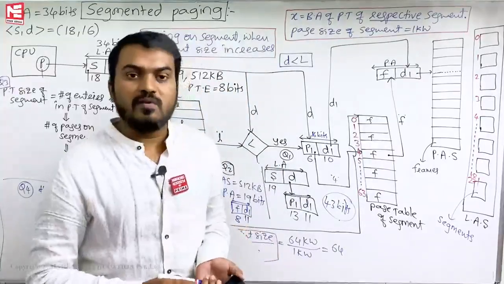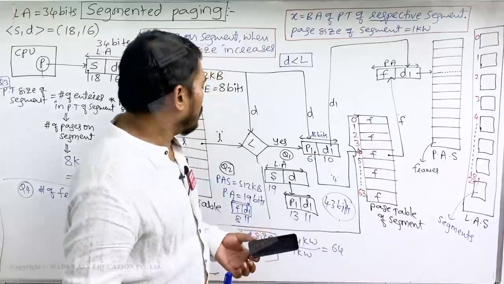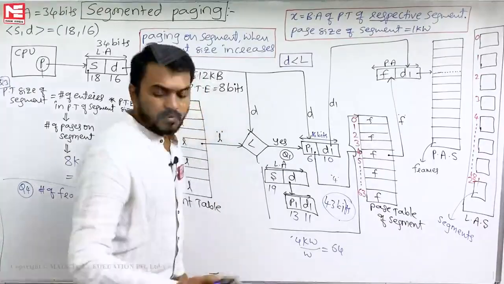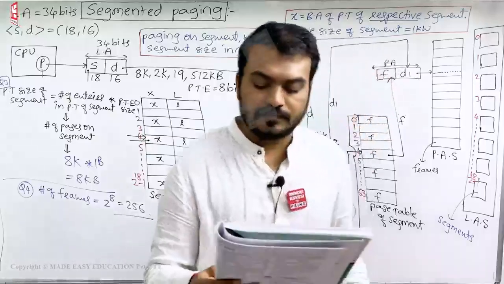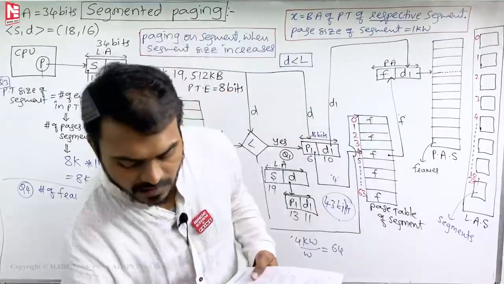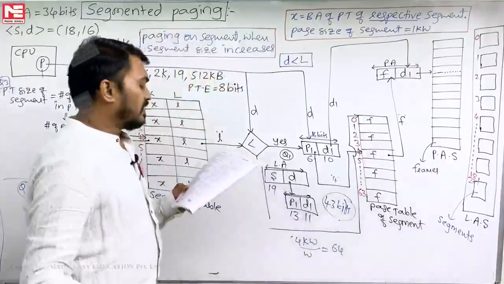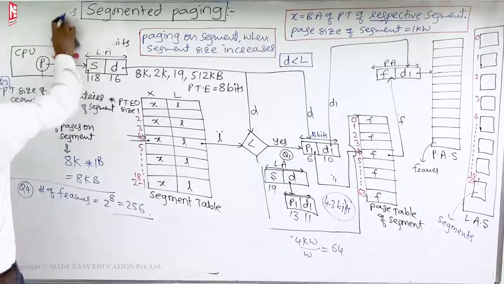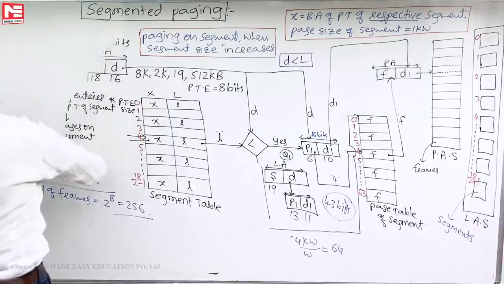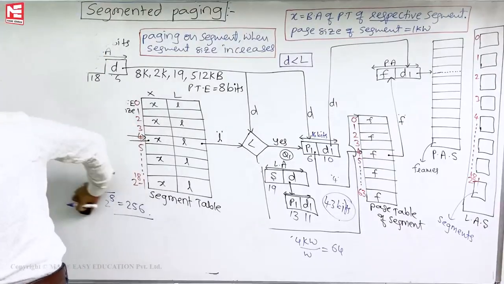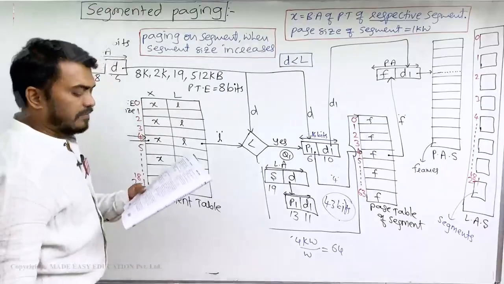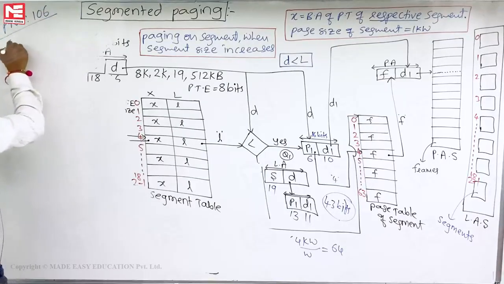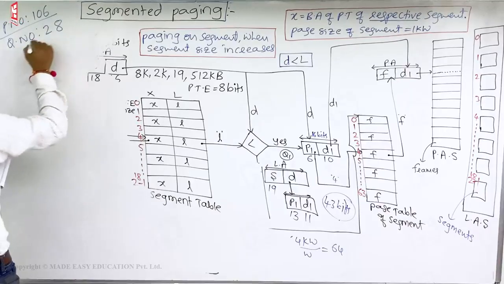So is it clear for everyone? Okay, all the questions are clear. And the next question is a good question and an important question, so let's try to solve that. Go to your workbook, page number 106, question number 28. So I am writing here page number 106, question number 28.